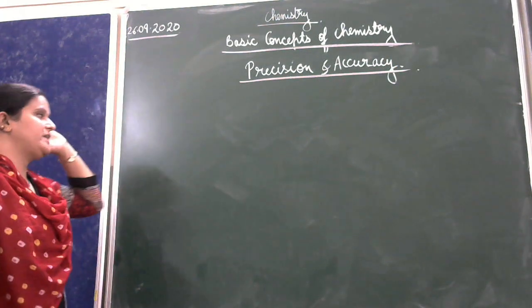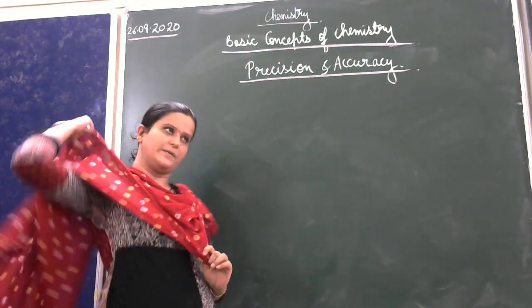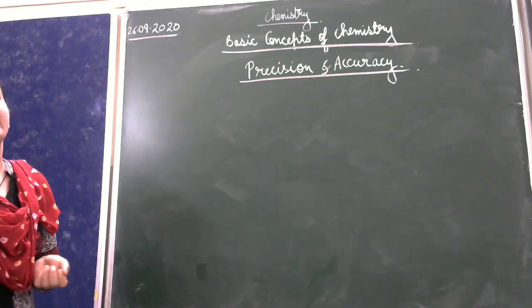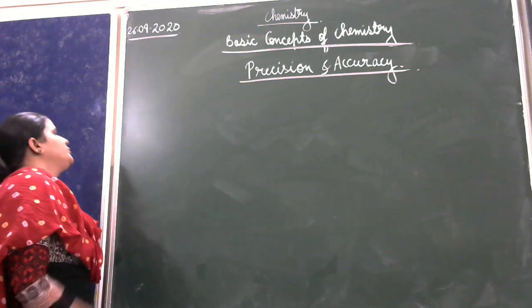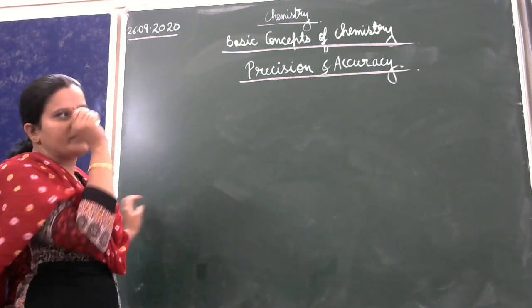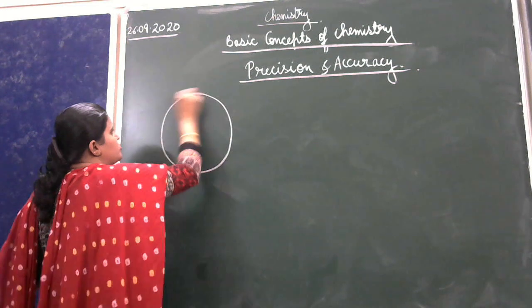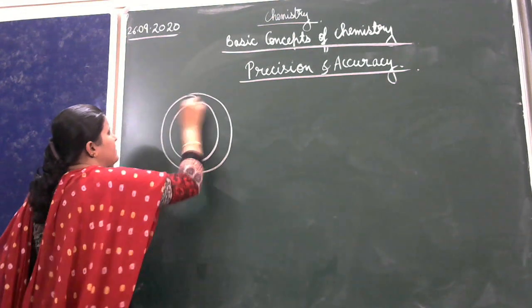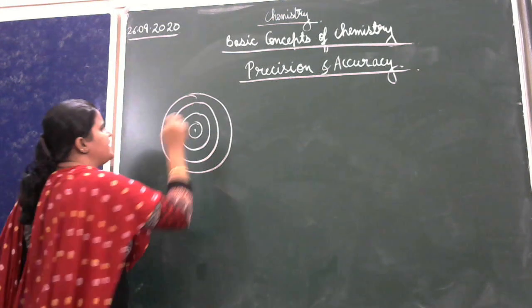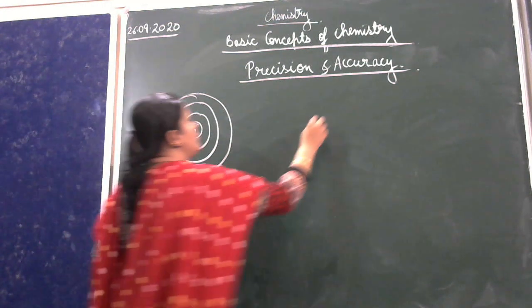Now, how do I explain what precision and accuracy are? I'll explain this concept with the help of an example. You might have seen archers. What do they do? They hit a dot. There are circles drawn like this, and they are supposed to hit the center circle, the smallest circle. Now suppose I have taken two persons, A and B.